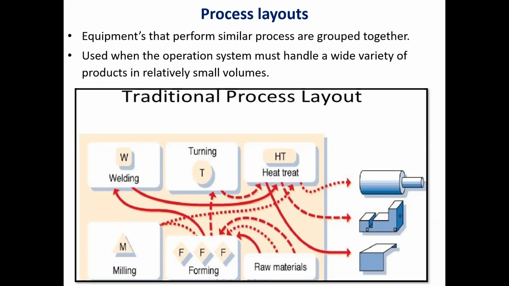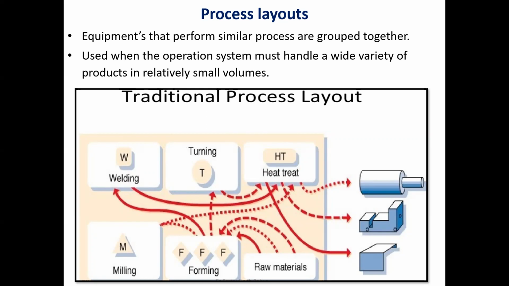In the previous case, the product is only paper. Now in this case, the product may be different, but the process is the same, and that is fixed. That is why it is called process layout.